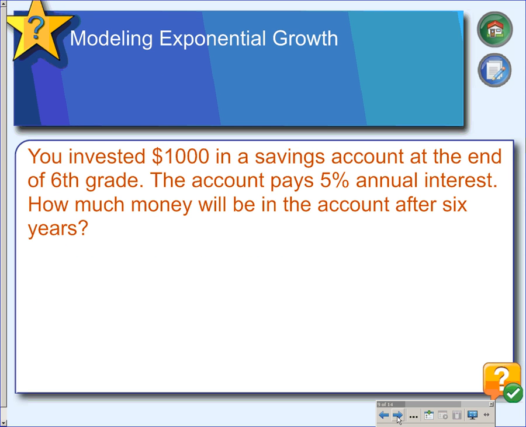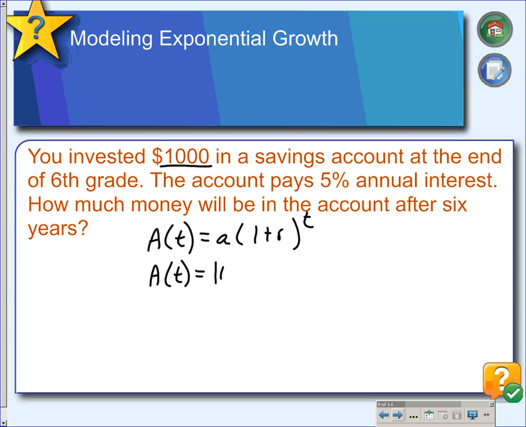So here's an example. Suppose we invest $1,000 into a savings account at the end of 6th grade. The account pays 5% annual interest, which would be really terrific right now. How much money will the account pay after 6 years? So we're going to use our formula. We're looking for the amount at the end of a time period, so we're looking for A of t. We are starting with an initial amount of $1,000. So that's A. Our rate of growth is 5%, so we'll put that in as a 0.05. And the time period is 6 years, so that's our exponent.